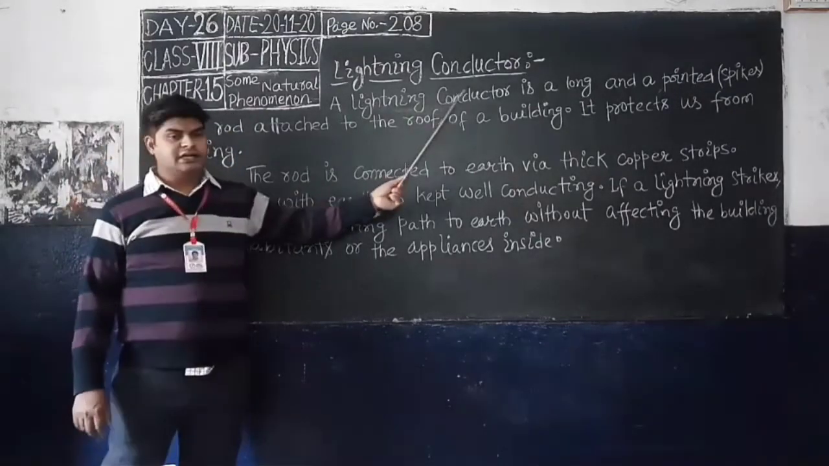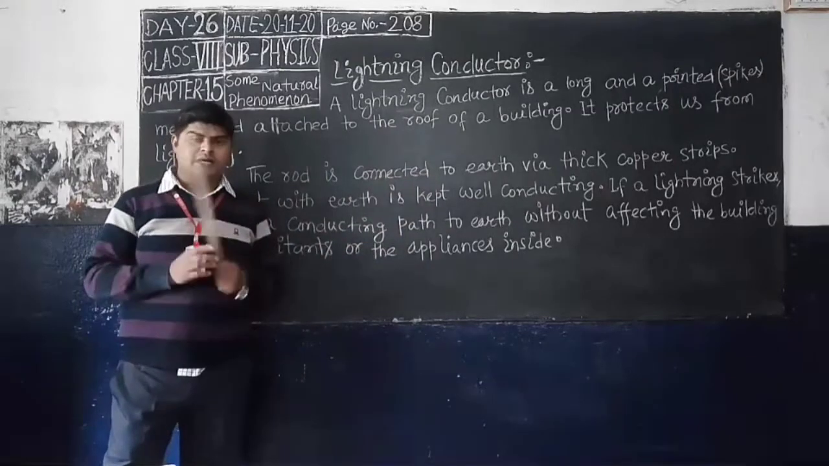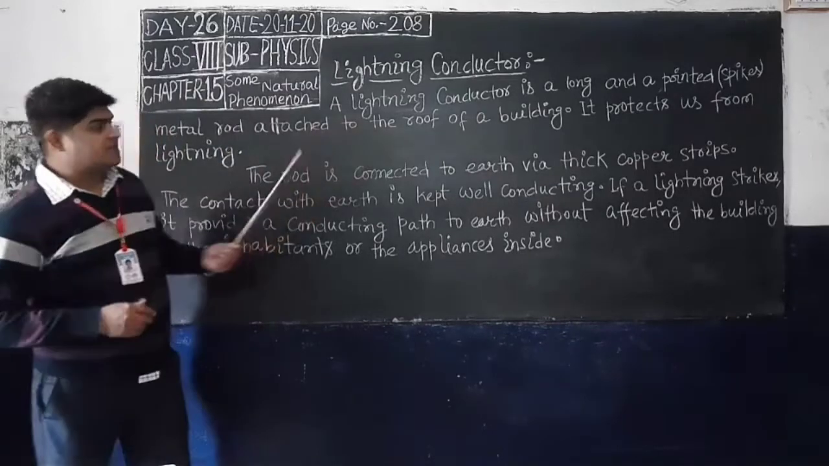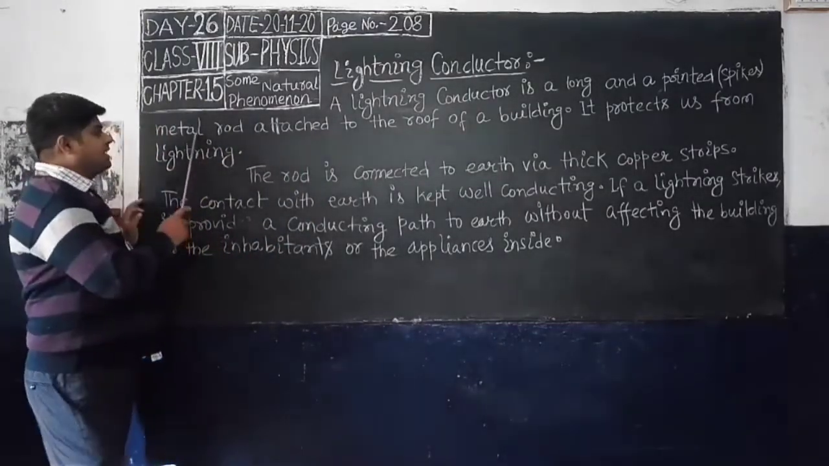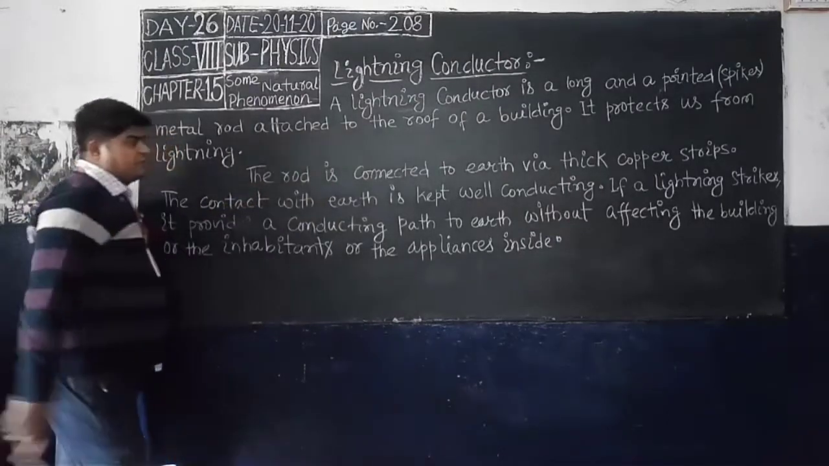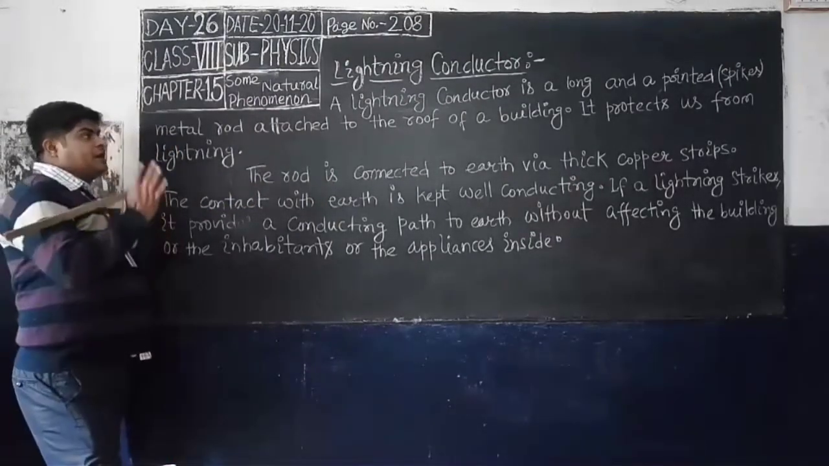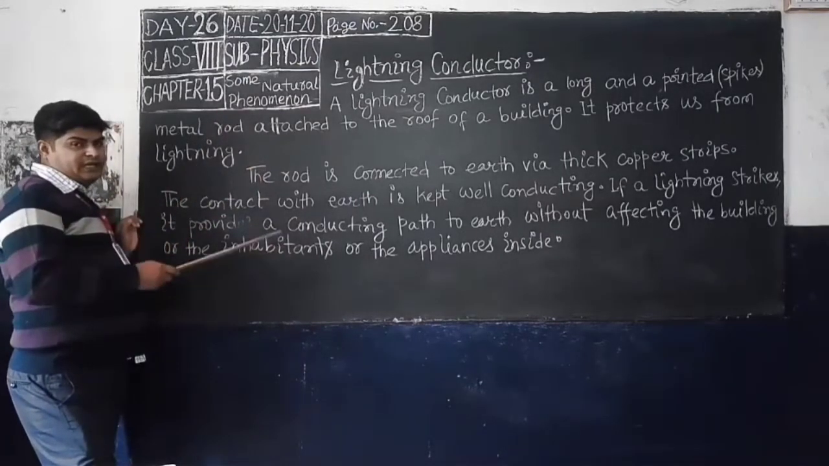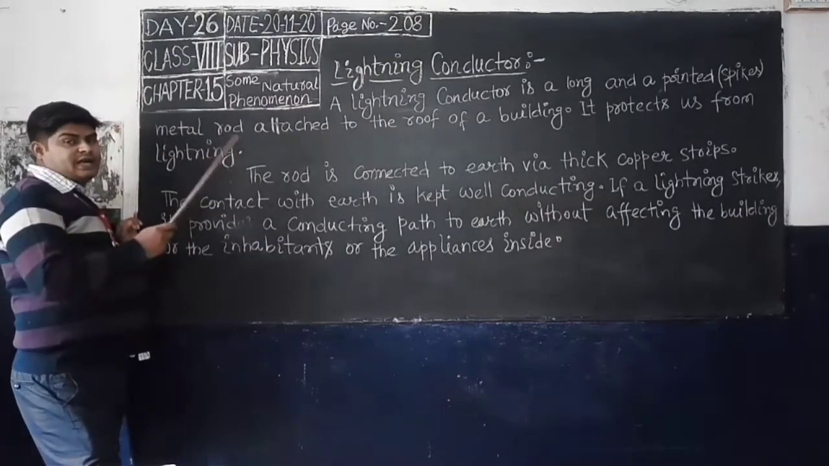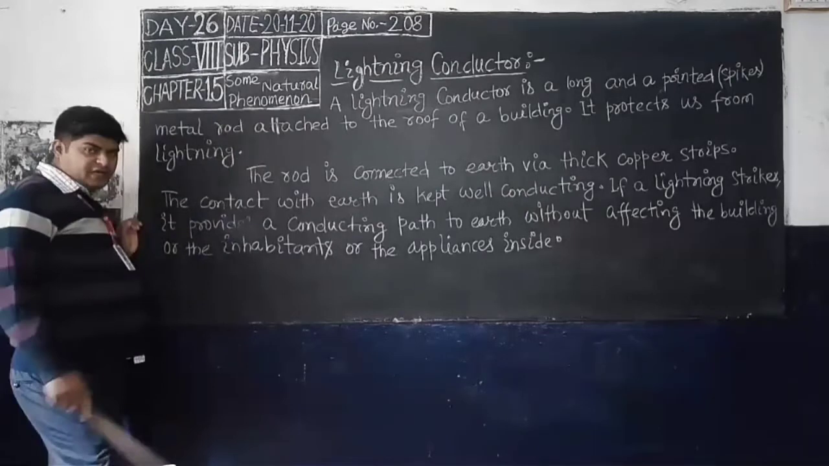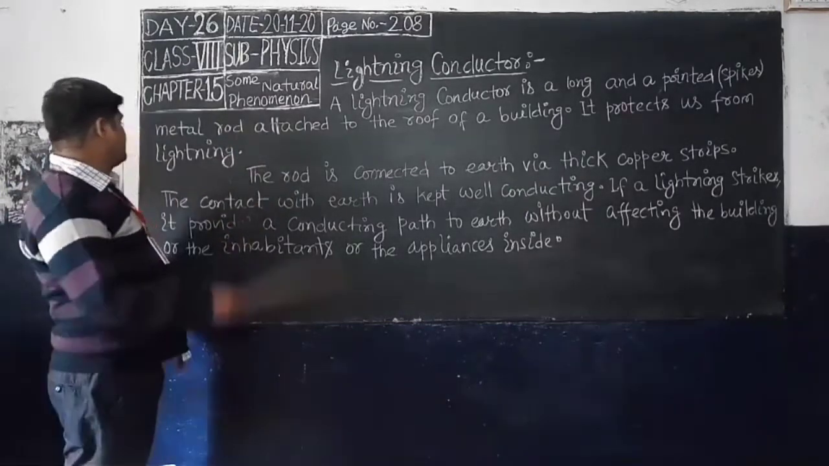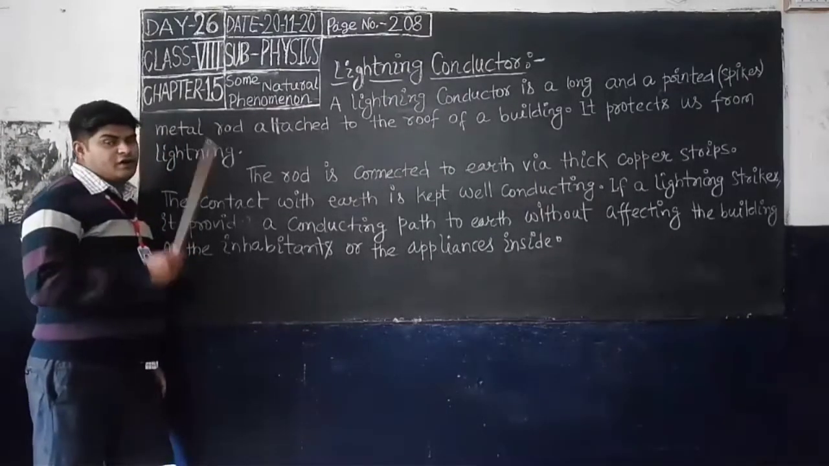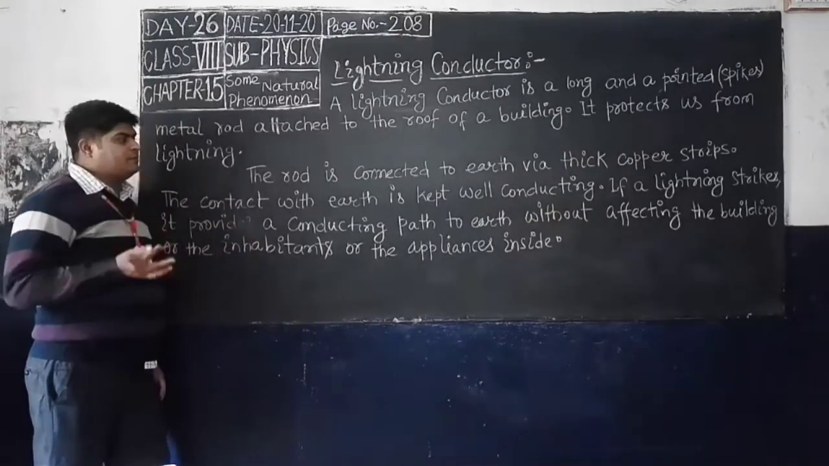A lightning conductor is a long, pointed metal rod, with a spike on the upper side, attached to the roof of a building. So we can say a lightning conductor is a device, a long and pointed metal rod attached to the wall at the roof of a building. It protects our building from lightning.